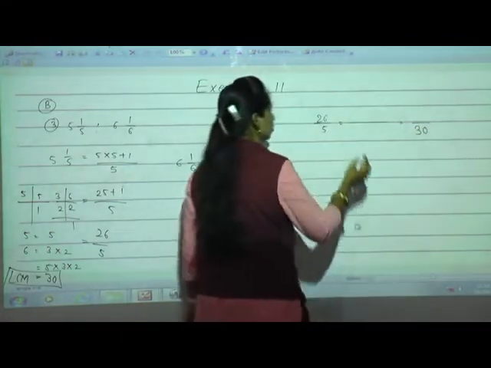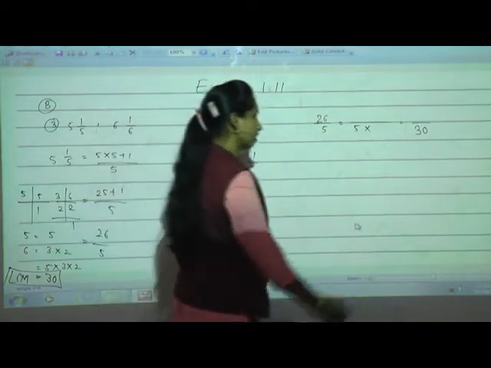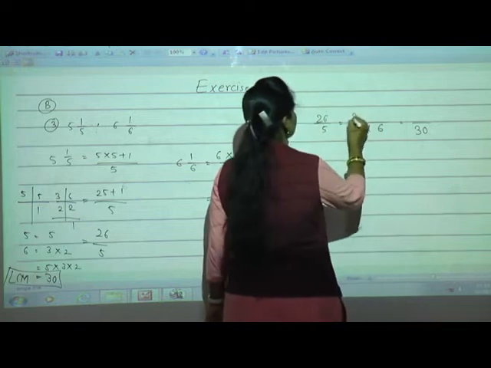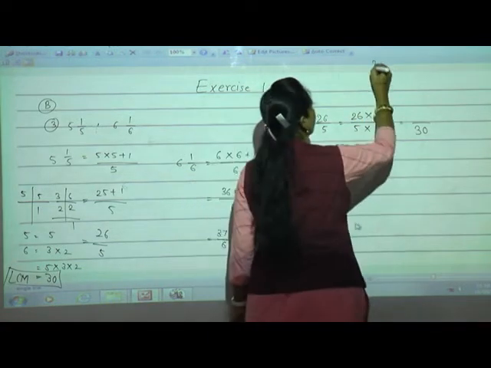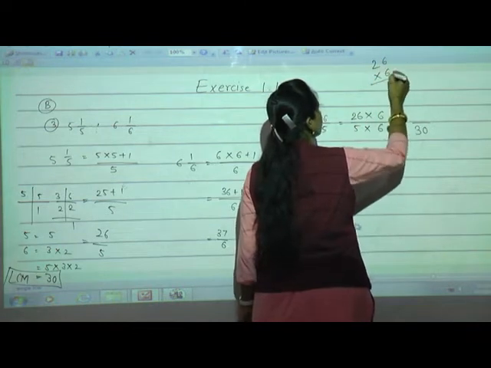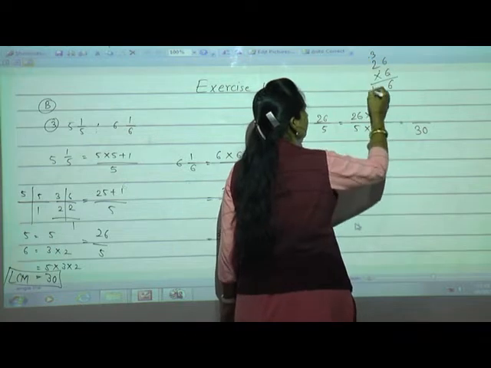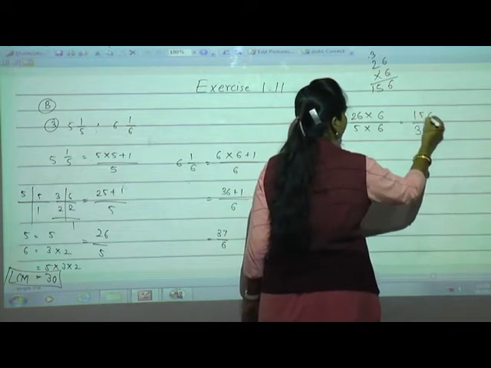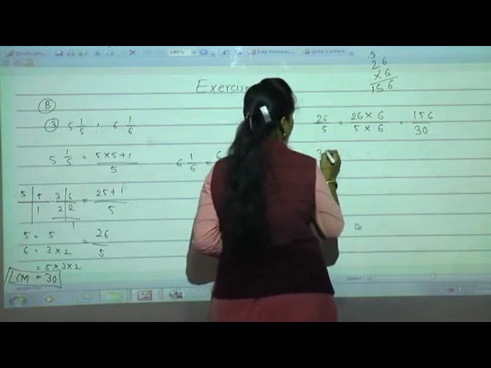So here what should come in the place of the denominator? 30. So 5 multiplied by what gives 30? 5 6s are 30. So the same we have to multiply in the place of the numerator also. Do the rough work. 6 6s are 36. 6 2s are 12. 12 plus 3 is 15. So right here the next number. What is the next? 37 upon 6.